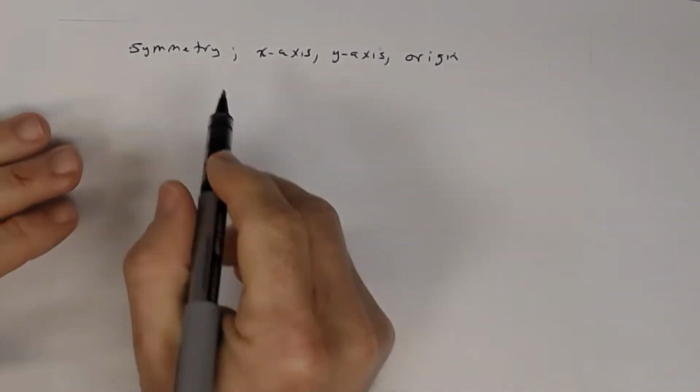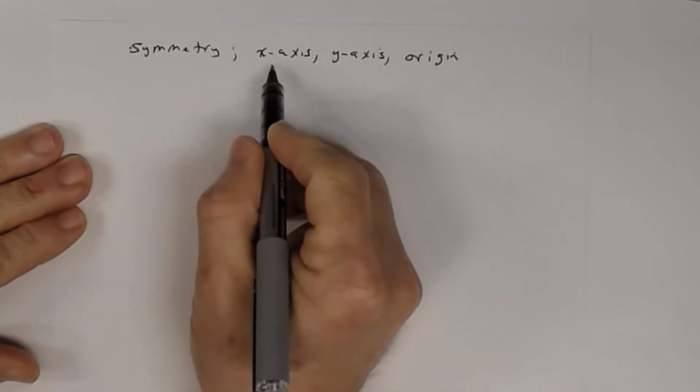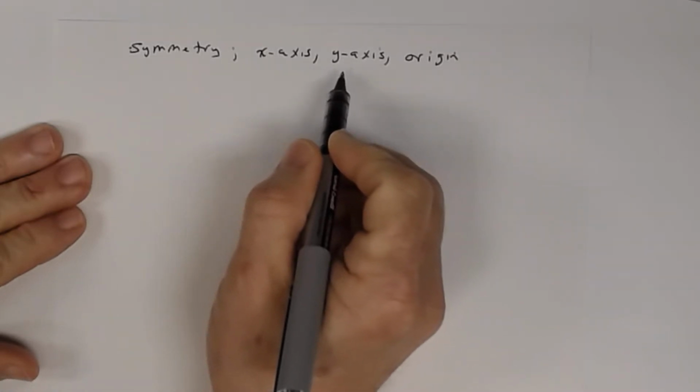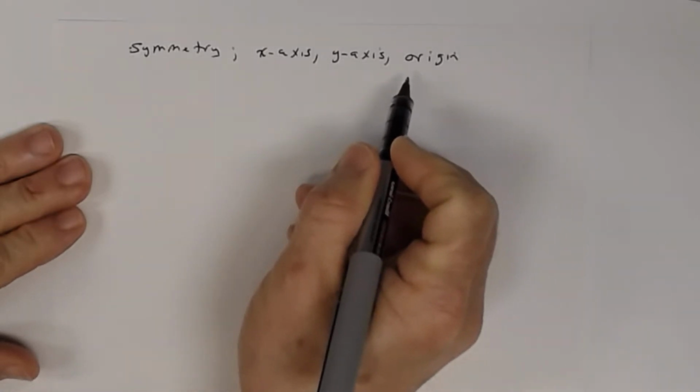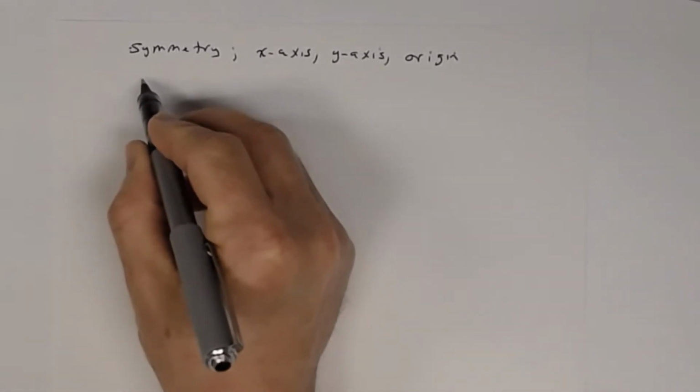We can talk about symmetry in terms of whether it's symmetric about the x-axis, the y-axis, or the origin. All right, and when we do that, we're basically talking about a relation.